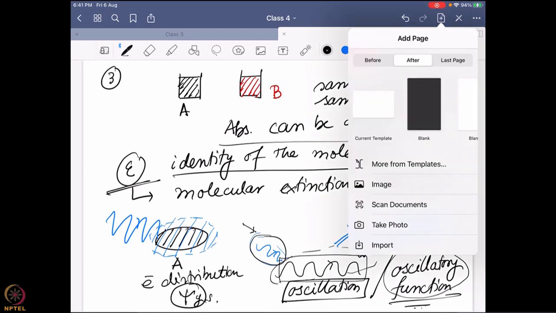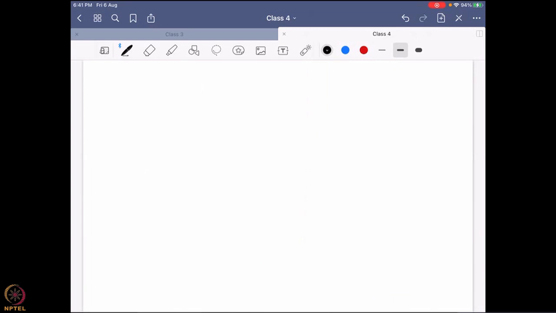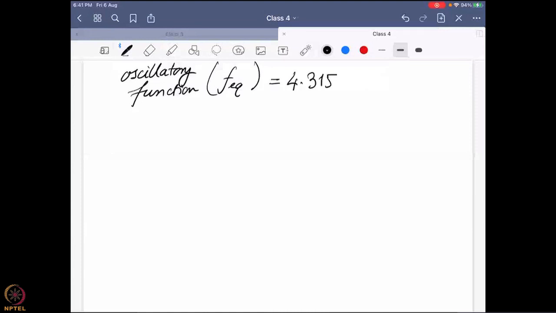So what is the oscillatory function mathematically? This oscillatory function, denoted by f, is given by this particular term. Don't need to remember it. I'm just giving you the expression for the sake of understanding. A particular constant times the integral from nu 1 to nu 2. These are the frequencies between which I am measuring a particular absorbance band, d nu. This epsilon nu is the function between which a molecule can interact.